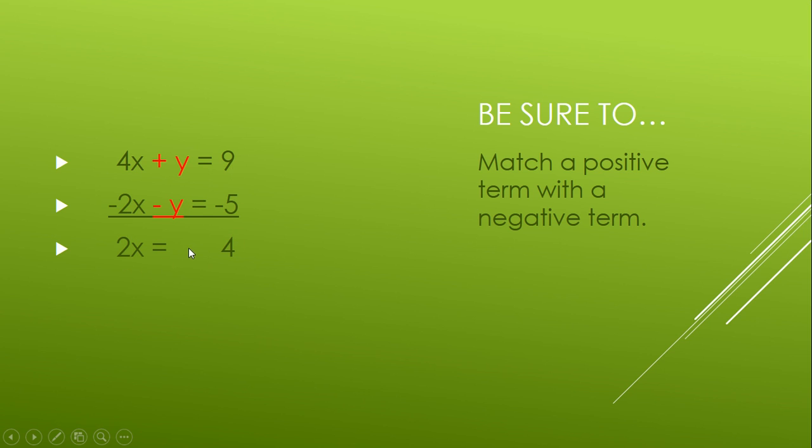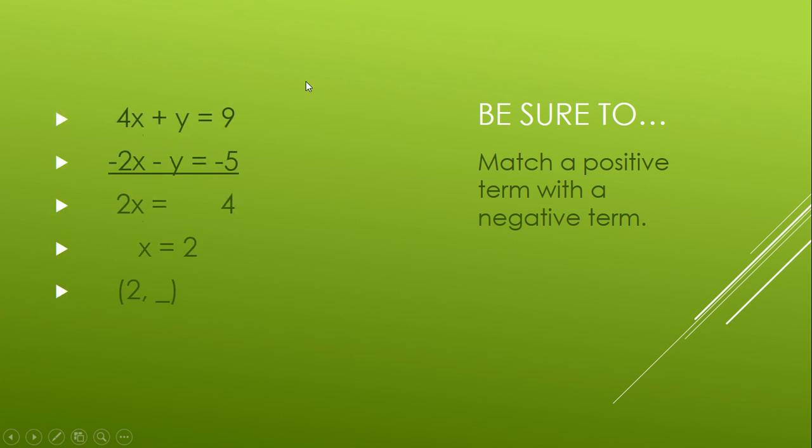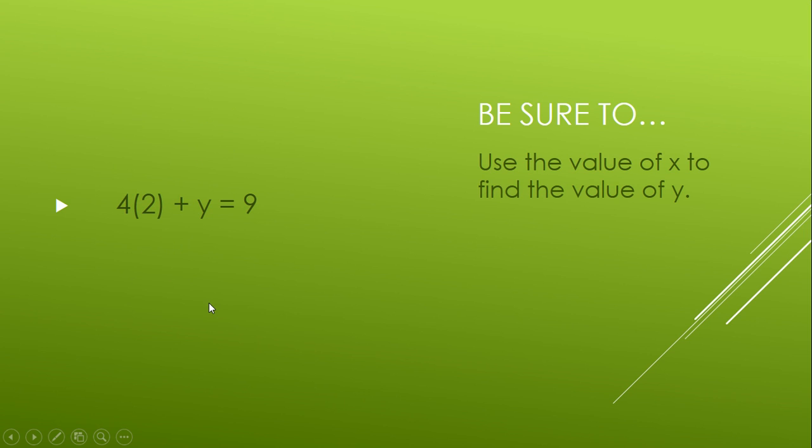Well, 2 times a number equals 4. We know that x is going to equal 2. And then we're going to use that x term, 2, to find the y term. So sometimes what I do when I write this out for myself is I write the parentheses, I write the x term, and then I leave a blank for the y term because I don't know what that's going to be. Okay, so we use the x term to find the value of y.